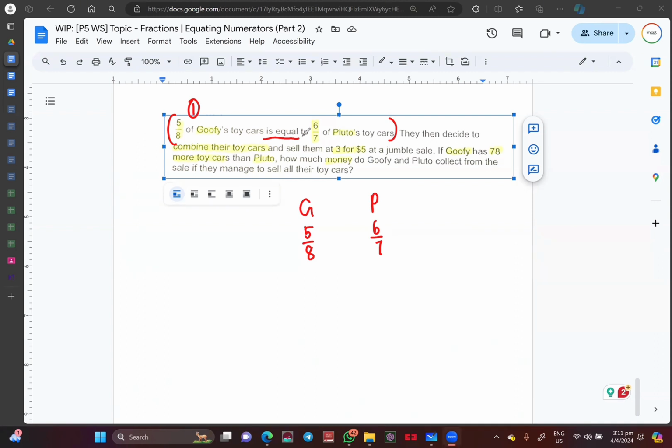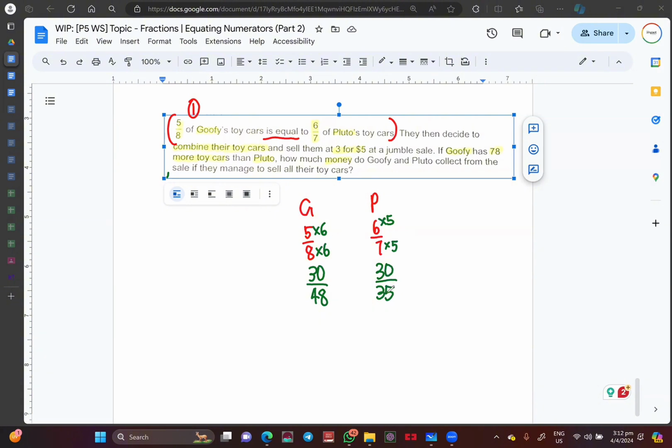How do I make the numerator the same? Times 5, times 6. Okay. And then we'll get to 30 over 35. Another one is 30 over 48, right? So one is 30 over 48 for Goofy, and Pluto is 30 over 35.